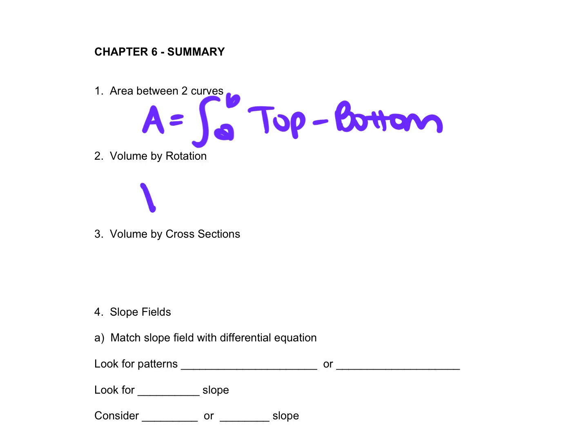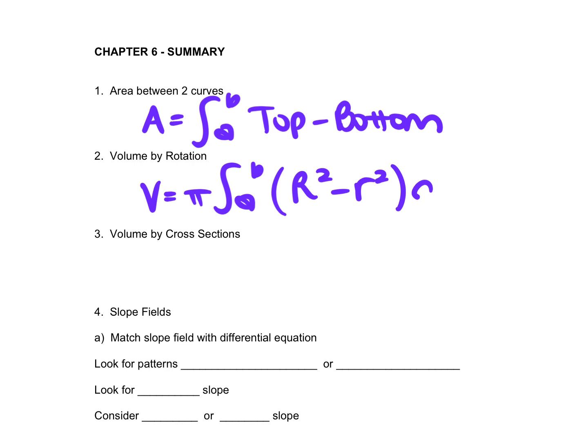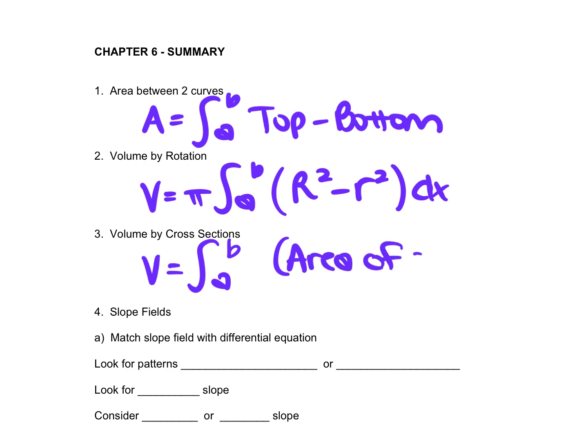Your volume by rotation formula is pi times the integral from a to b of big R squared minus little r squared dx, unless you need to revolve around the y-axis, in which case your boundaries are y boundaries and you are integrating with respect to y. Volume by cross sections was volume equals the integral from a to b of the area of one cross section. And the reason we don't say anything more than that there is because our area of the cross sections can be different. It can be squares, semicircles, rectangles, triangles, those kind of things.